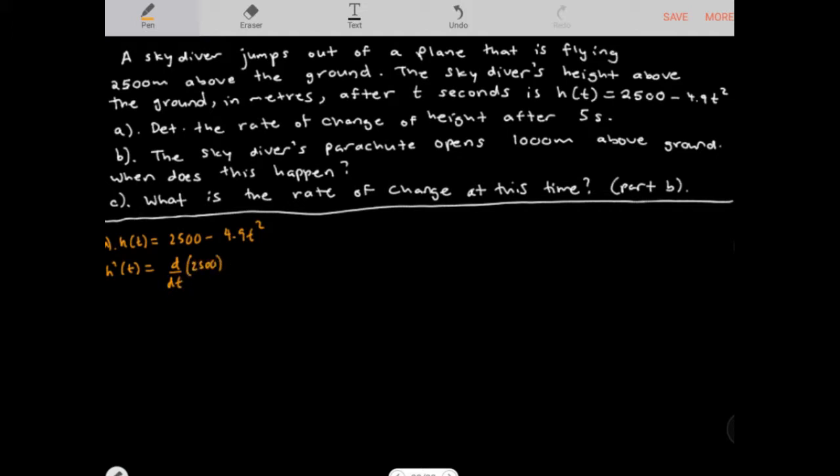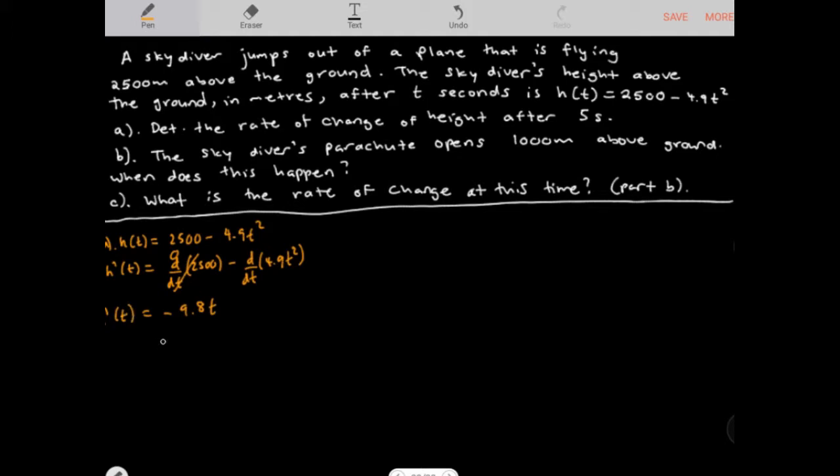of 2,500 minus the derivative of 4.9t². This 2,500 is a constant, right? The derivative of a constant is 0, minus 9.8t. Okay, this is h'(t).